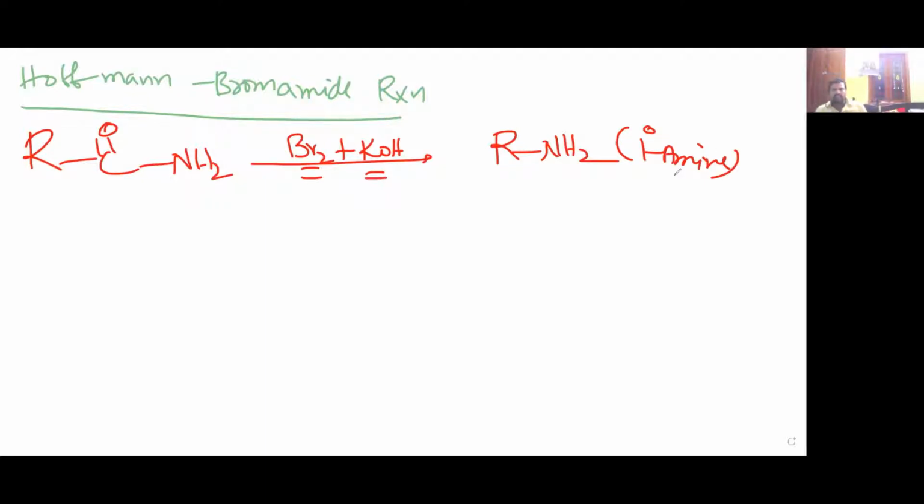Let me tell the mechanism. So by using this, you can prepare aliphatic amines and aromatic amines. Okay, I hope it is clear. Now I want space. Let me rough the whiteboard and yes, please remember, step by step.